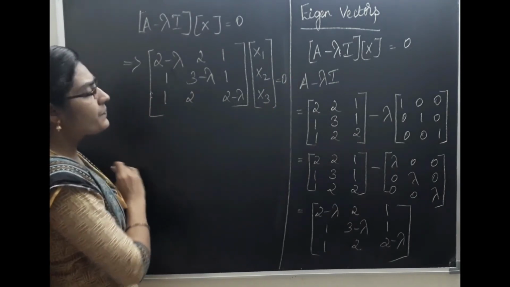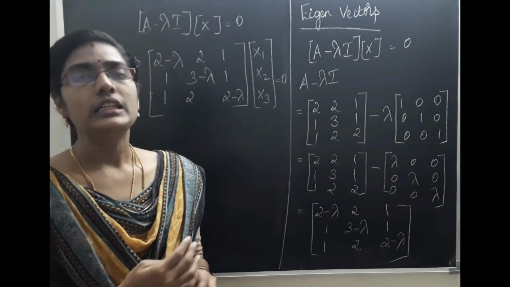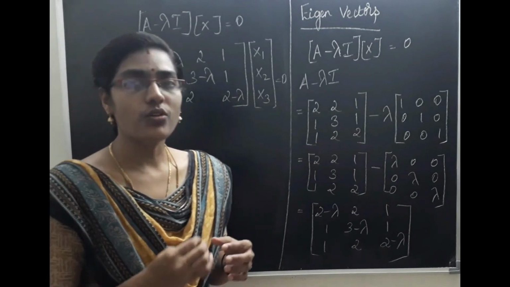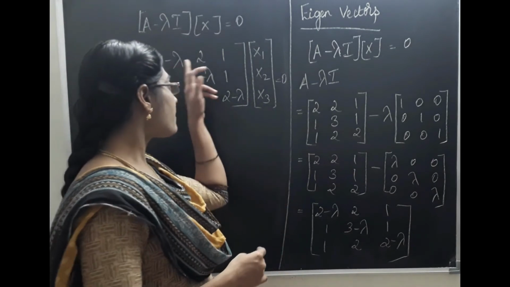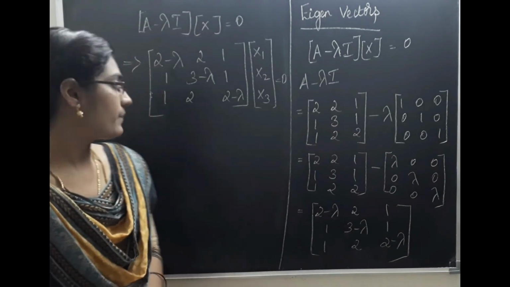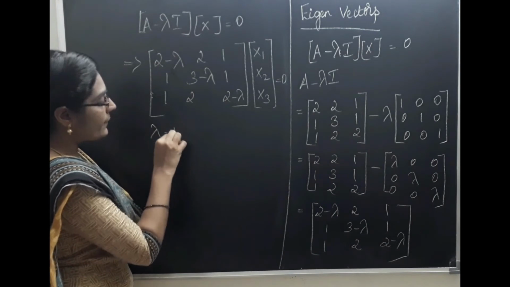So here we need to substitute each value of lambda, then frame the system of equations. Once you solve the system of equations, you will get x1, x2, x3, right? So for each value of lambda, you will get one set of x1, x2, x3. That is the corresponding eigenvector. So first let me substitute lambda equal to 1.